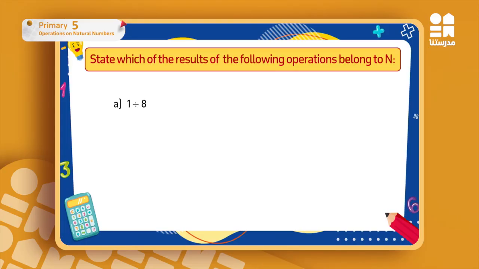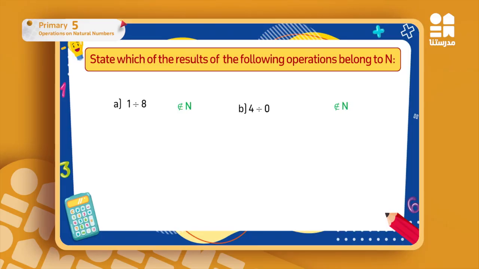We'll take some examples here. The first one, 1 divided by 8. It will yield a decimal number, so it does not belong to N. While here, B, 4 divided by 0, remember, it has no meaning. It is undefined, so it also does not belong to N. Now, let's move to this one. 0 divided by any number is equal to 0, so it belongs to N.